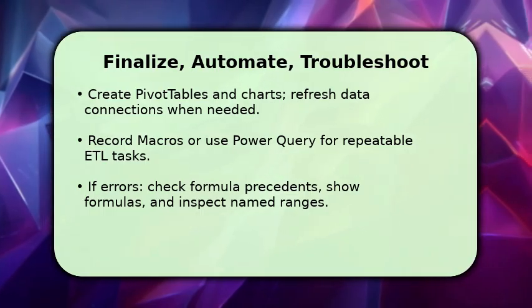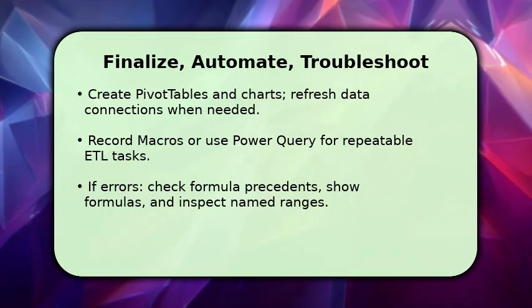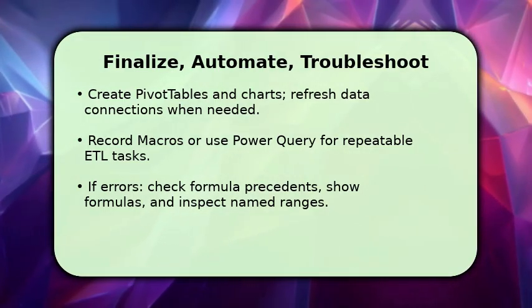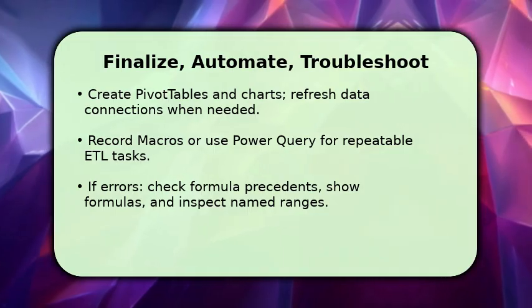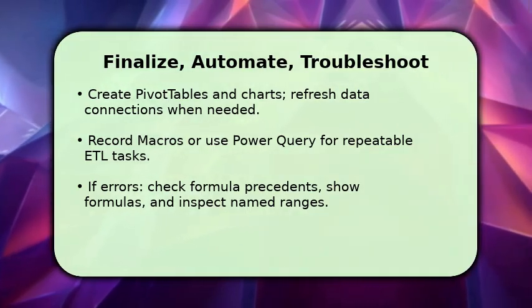If things go wrong, first show formulas and trace precedents to find broken links, then inspect named ranges and table references. This isolates the issue fast. Finally, save a version copy and document key formulas so you can recover or hand off the file.